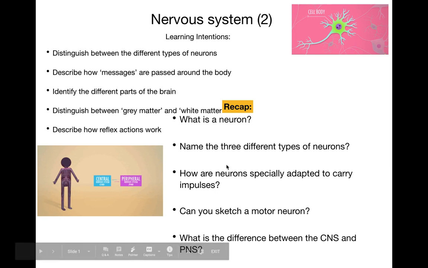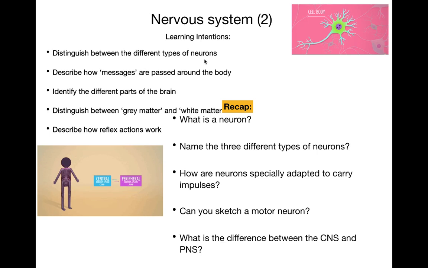Okay, so today's focus really is on the following. We're going to try to distinguish between the different types of neurons again. Okay, so we're going to look at their properties and see what makes them unique. We're going to talk about messages that are carried around the body. Now remember, messages technically are electrochemical impulses. Okay, then we're talking about the different parts of the brain. If we have time, we'll see how we get on, and we'll see how far we get in this.